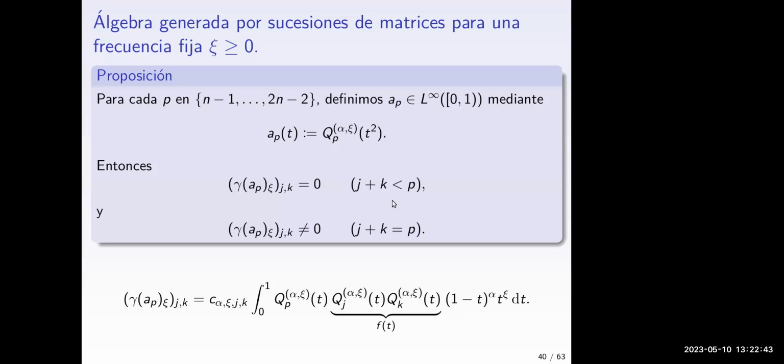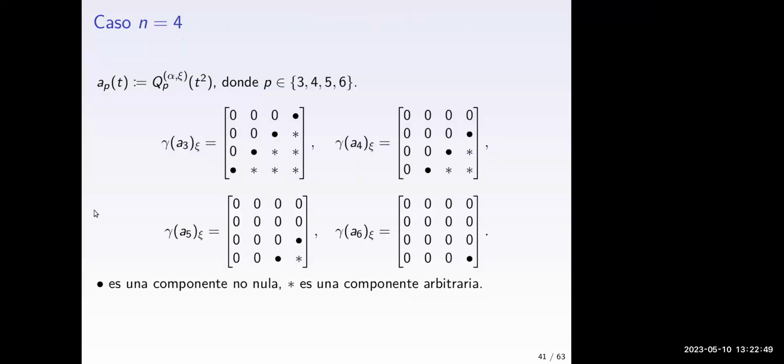By the orthogonality here we can see that it will be either 0 or not equal to 0. We have this case for n equal 4. We take P equal 3, 4, 5, or 6. And we have this anti-diagonal structure of the gammas associated to radial functions.